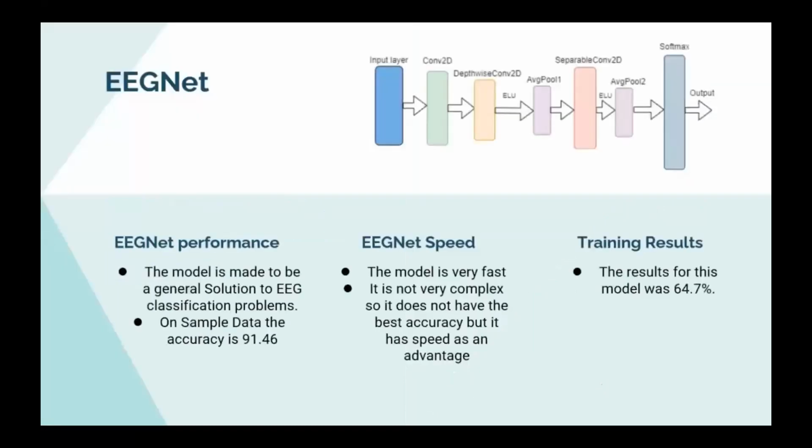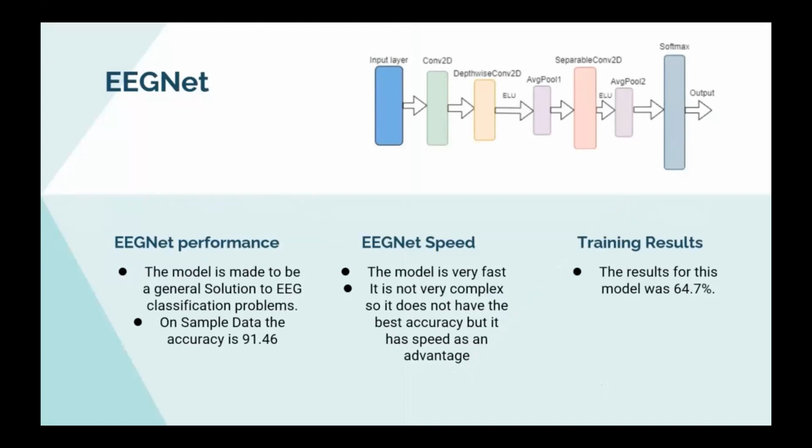EEGNet is another approach that we followed. This model is considered to be one of the current state-of-the-art implementations for EEG signal classification. The model is a CNN model with a basic CNN architecture, including batch normalization and max pooling, which can be seen in the architecture diagram above.